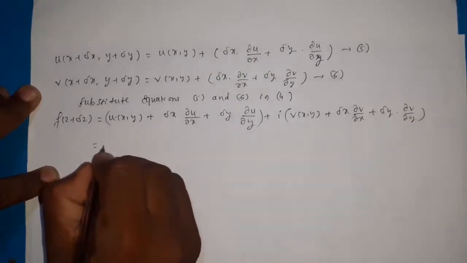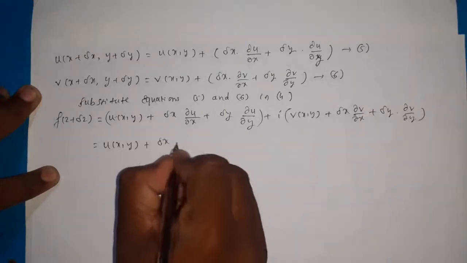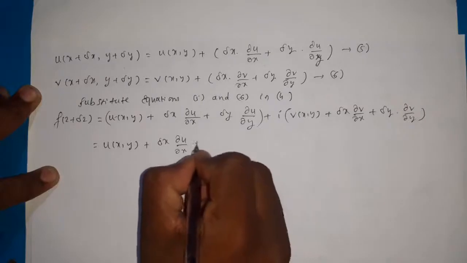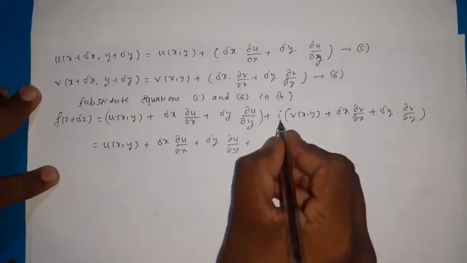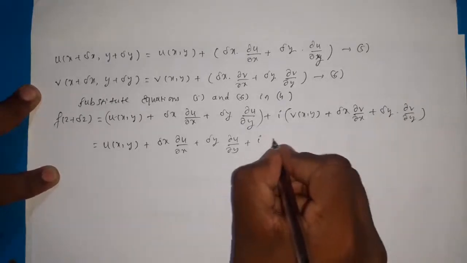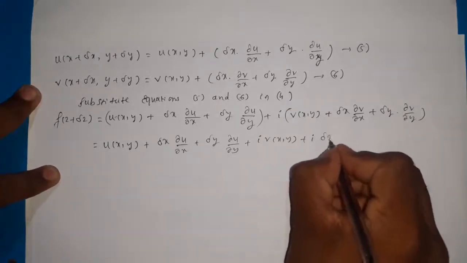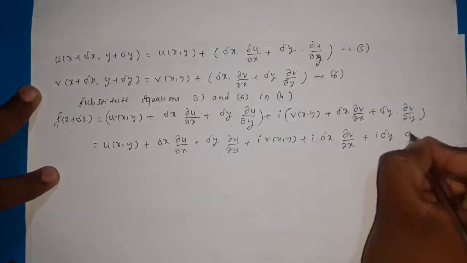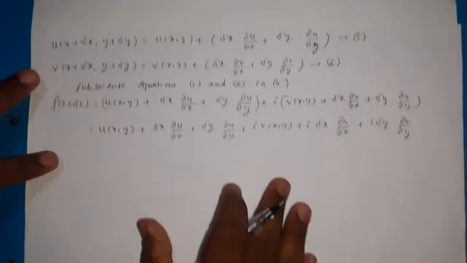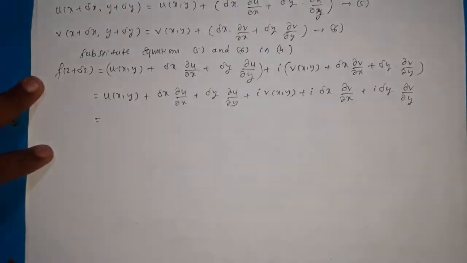It is equal to u of x comma y plus delta x into dou u by dou x plus delta y into dou u by dou y, and now multiply by I, that is I into v of x comma y plus I into delta x dou v by dou x plus I delta y dou v by dou y. Now we know that f of z is u of x comma y plus I into v of x comma y.